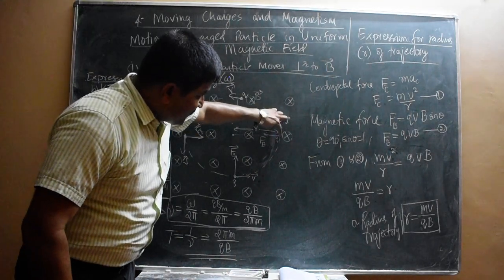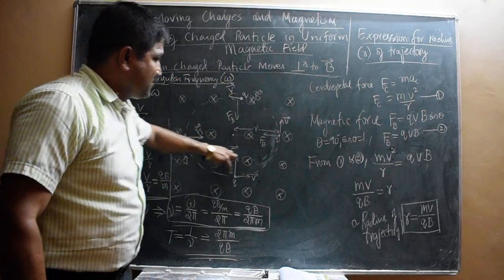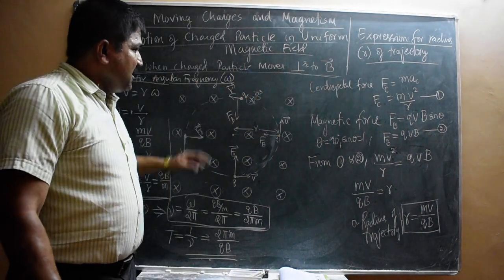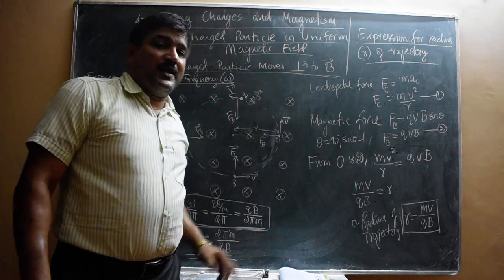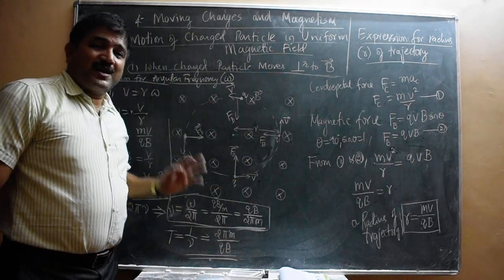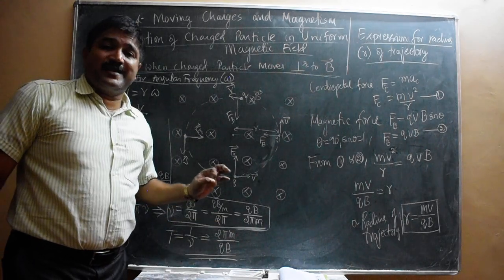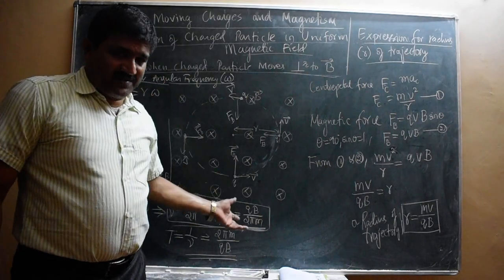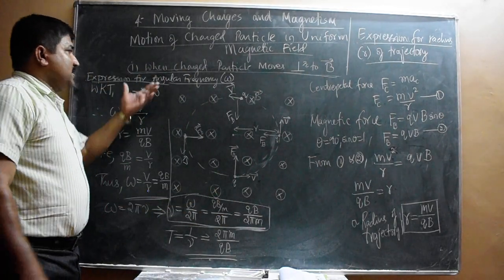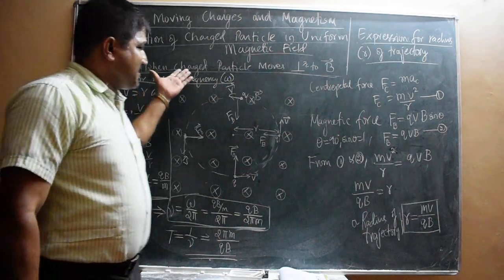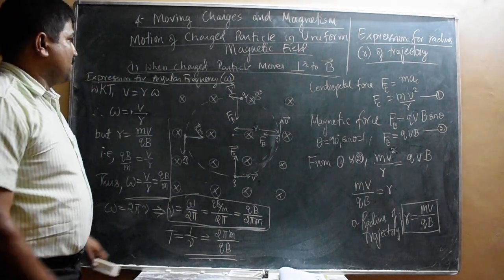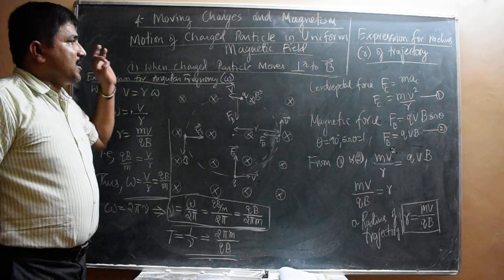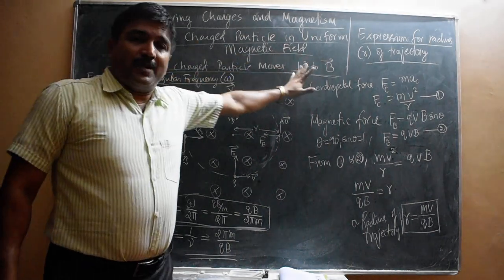Assume the charged particle starts from this point and goes like this, goes like this, goes like this, and reaches the same point after some small duration of time. That duration of time to complete one revolution is called the time period. Time period is expressed in seconds, whereas frequency is expressed in per second or hertz. Whereas angular frequency we represent in radian per second, or sometimes just hertz. Okay, so that's about these three derivations.